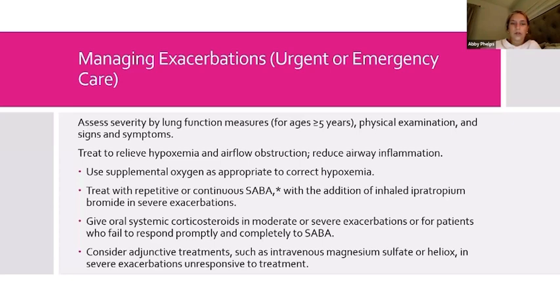Give oral systemic corticosteroids in moderate or severe exacerbations, or for patients who fail to respond promptly and completely to your SABAs. Consider other treatments such as intravenous magnesium sulfate or Heliox in severe exacerbations unresponsive to treatment. So typically you'll start out with your lower dose, your SABAs, and then progress from there if they're not responding well to those.